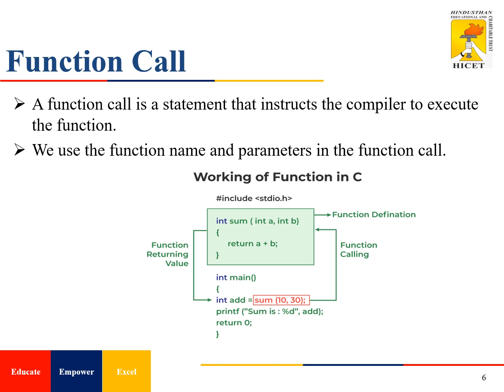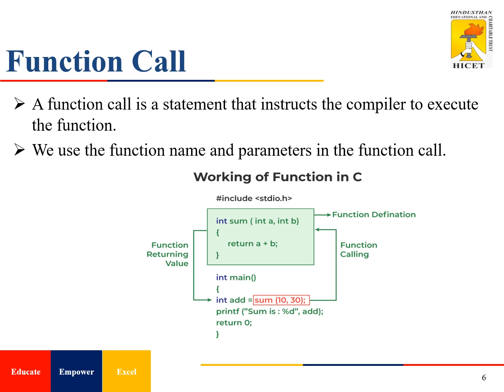Next, I initialize my main function. Inside that main function, I have an integer variable add, and I assign a value to that variable add, like sum of 10 comma 30. Sum is my function name, right? So sum of 10 comma 30 means I'm calling the already defined function sum with the arguments 10 and 30. That means 10 is the value assigned to the parameter a, and 30 is the value assigned to the parameter b.